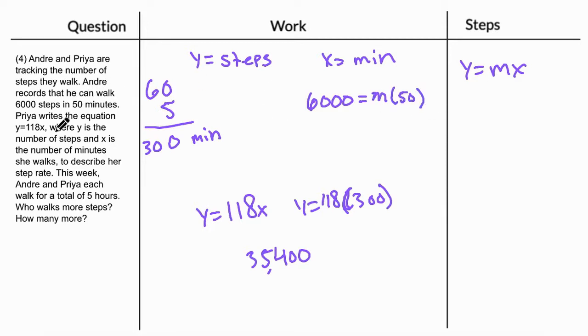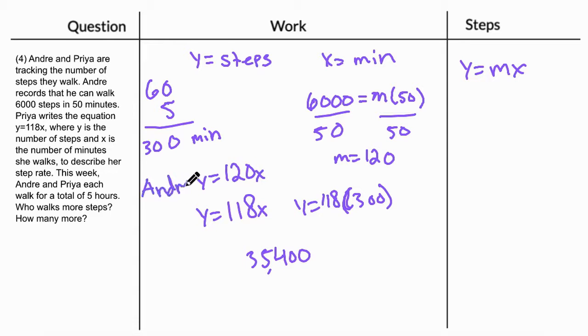So if we're trying to find out how many steps they take in 1 minute, we can divide both sides by 50. So we know that m equals 120. So our equation here would be y equals 120x for Andre, and y equals 118x for Priya.